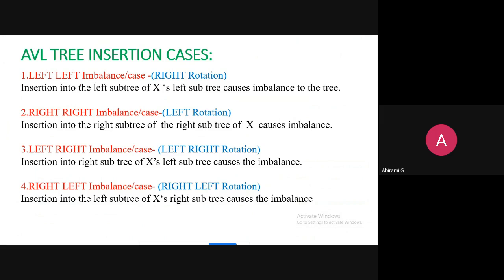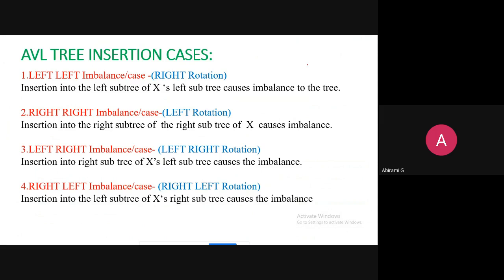It requires a rotation if it is a left imbalance case or if it is a right imbalance case. If it is a left imbalance case, it requires a right rotation. Both the left imbalance case and the right imbalance case require only single rotations.